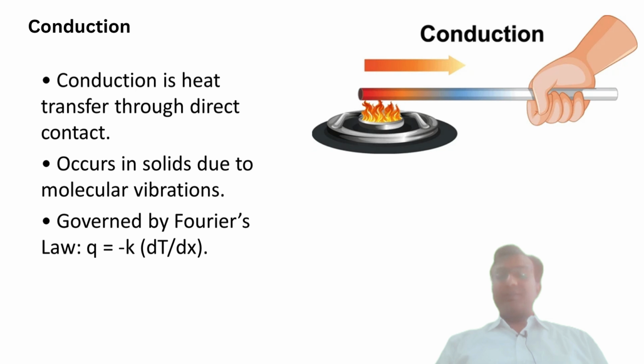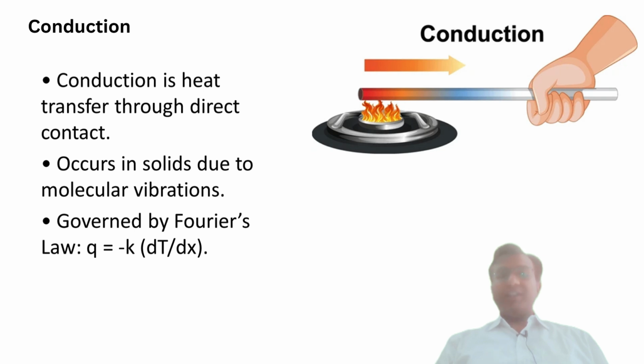This process is governed by Fourier's law, which states that the heat flux q is proportional to the temperature gradient dT/dx and the material's thermal conductivity k. The negative sign indicates heat flows from hot to cold. Materials like metals with high thermal conductivity are excellent conductors, while insulators like wood or foam resist heat flow.